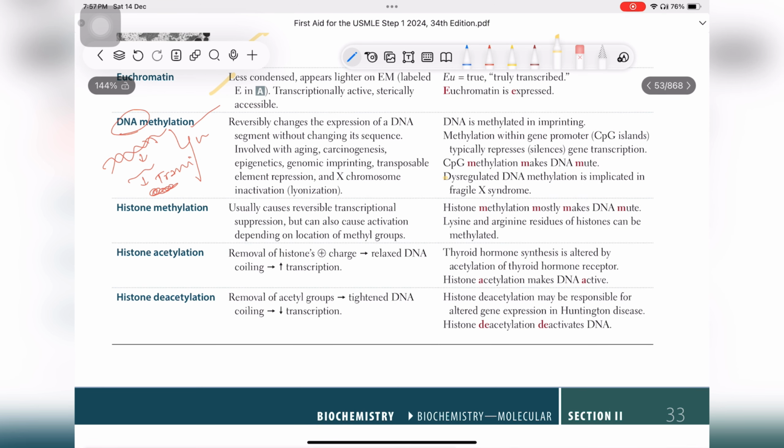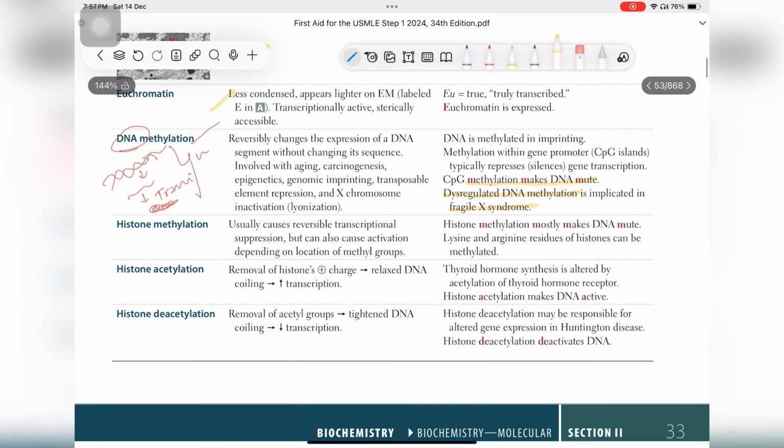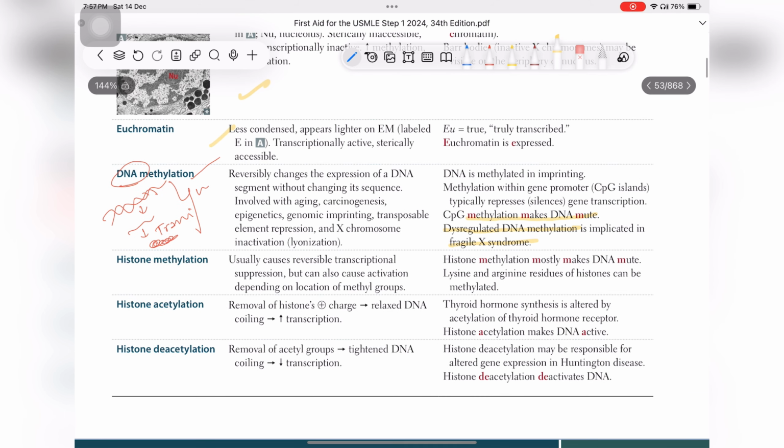So here the point to notice is that regulated DNA methylation is associated with Fragile X syndrome. This is an important point. Here is a mnemonic: methylation makes DNA mute.